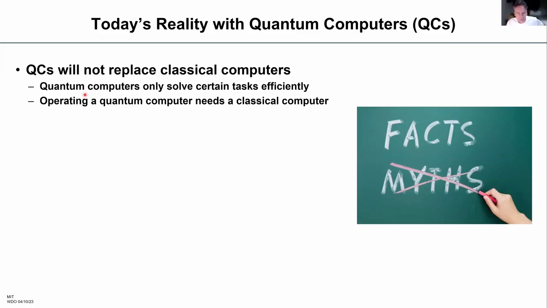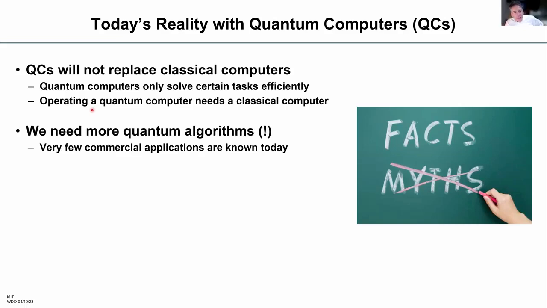And so that's number one. Number two is that just operating a quantum computer and doing the error correction will need a classical computer in tandem. Okay, so quantum computers will work in tandem with classical computers. They will not replace them. Secondly, we need more quantum algorithms. There are very few commercial algorithms that we know of today, and I encourage all of you to think about developing algorithms that, if you remember that Venn diagram, increase the space of algorithms on a quantum computer that address important commercial problems.